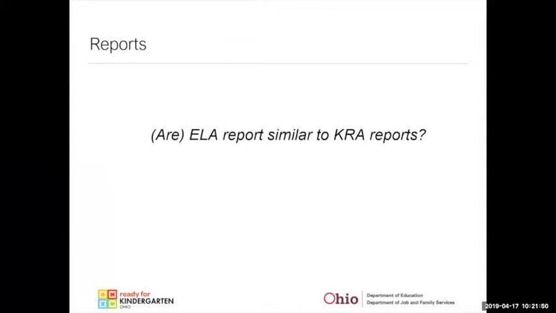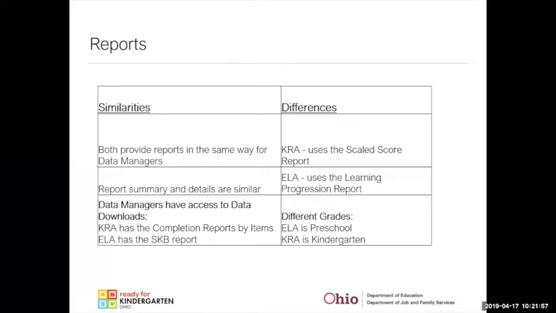One of the questions here is, are the ELA reports similar to the KRA reports? And yes and no. There are similarities, there are differences. So both reports provide the same information the same way for data managers. The report summary and details, of course, are similar for both. And if you look here, the data managers have access to the data manager download. So the KRA uses a completion report by items, whereas the ELA uses the SKB report.